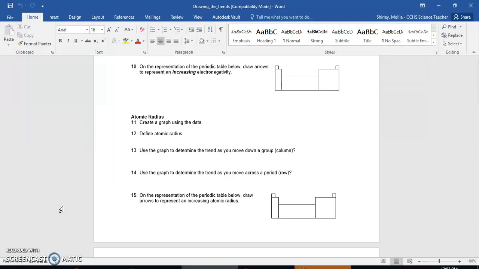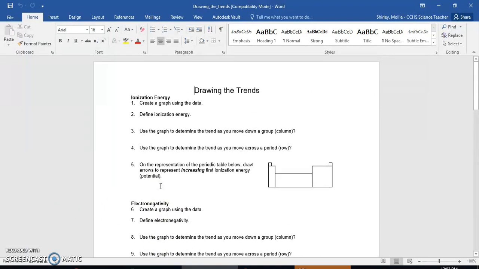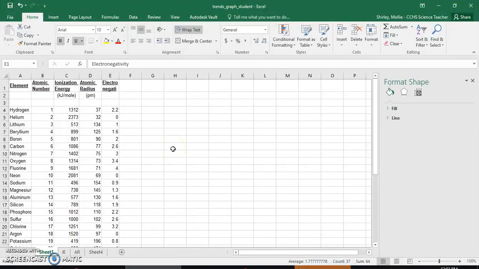It is the radius of an atom, so from the very center in its nucleus to its very outside electron. And we're going to be using Excel in order to figure out these trends. Does it increase? Does it decrease as we work across our periodic table? What does it do?